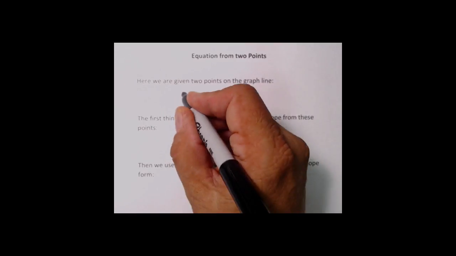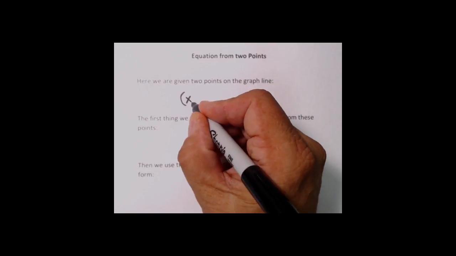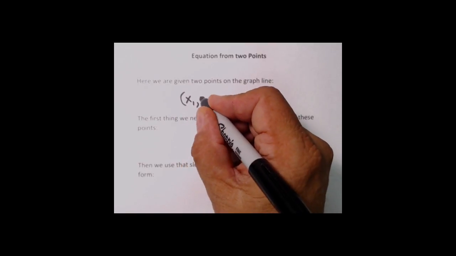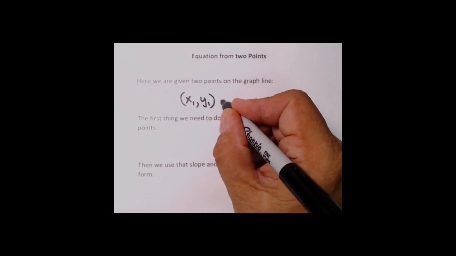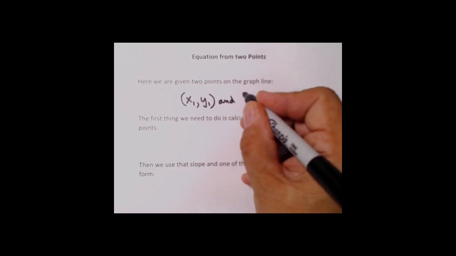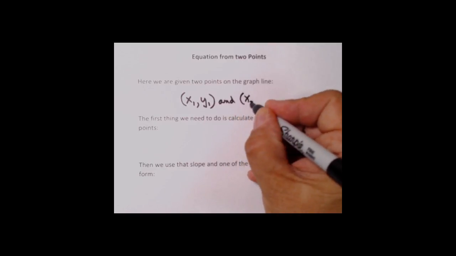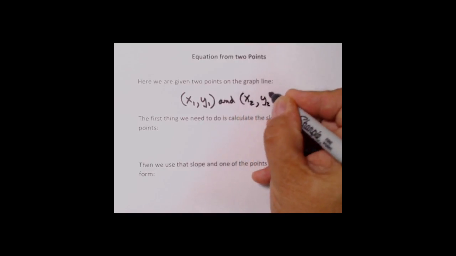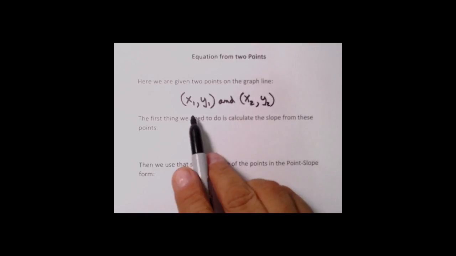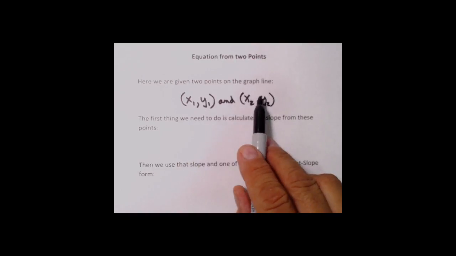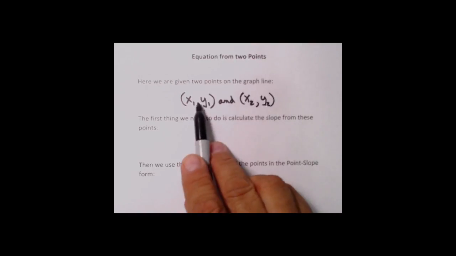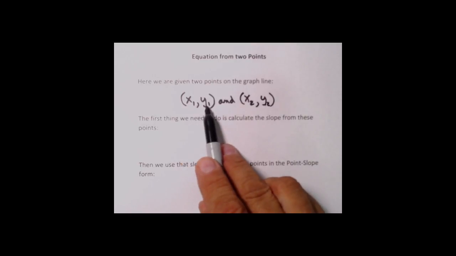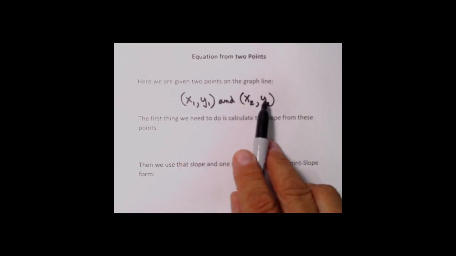What will be given is 2 points here. I could take the first one to be x1, y1, and the second point to be x2, y2. It doesn't matter which one you make 1 and which one you make 2, so I always just make the guy on the left my first point, number 1, and the one on the right my point number 2.